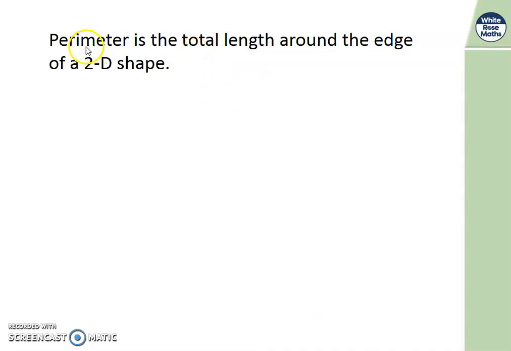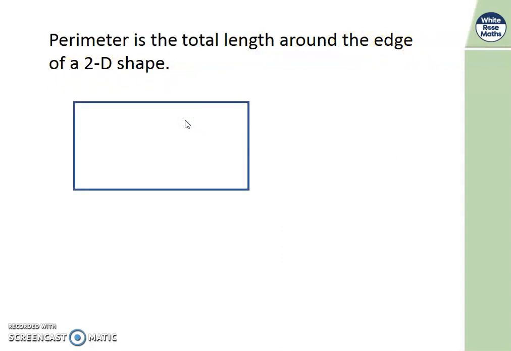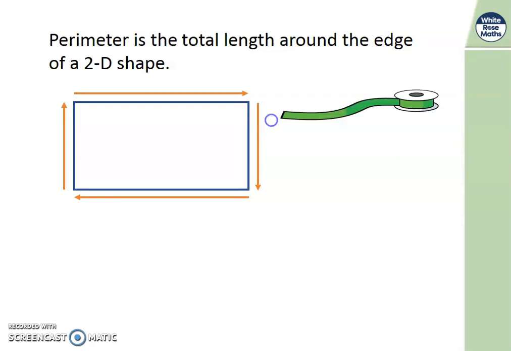Remembering from yesterday, the perimeter is the total length around the edge of a 2D shape. Here is a 2D shape. What's it called? A rectangle. Well done. So to find the perimeter of this shape, I need to go all the way along here, all the way along here, all the way along here, and all the way along here, from one starting point all the way round and finish back at the point where I started. We call that the perimeter around the outside edge.